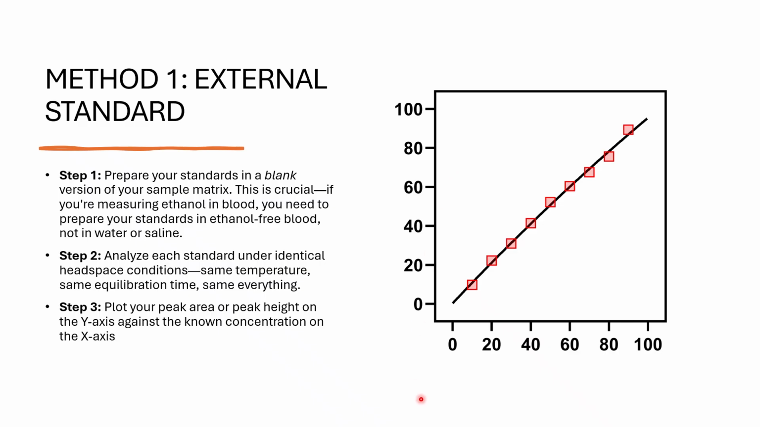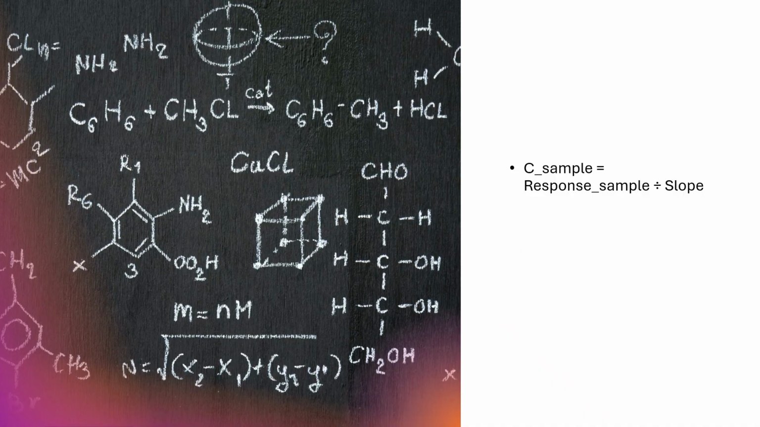You should get a nice linear relationship. The software calculates your slope and you're good to go. Now when you analyze an unknown sample, you simply read its detector response, plug it into your equation and calculate it. Now the concentration in sample is equal to the response in sample divided by the slope. Easy, right? This is why labs love this method.